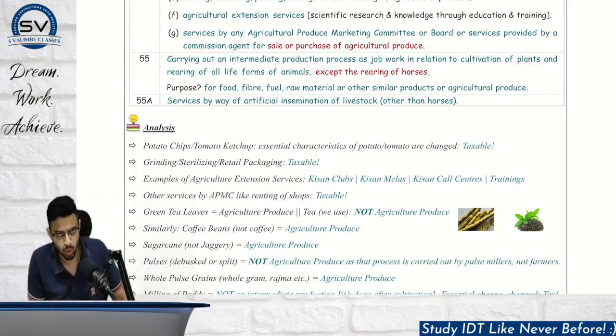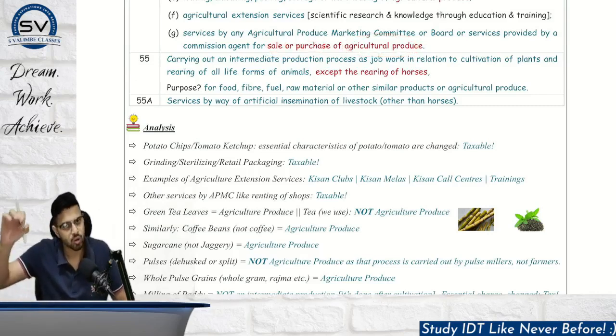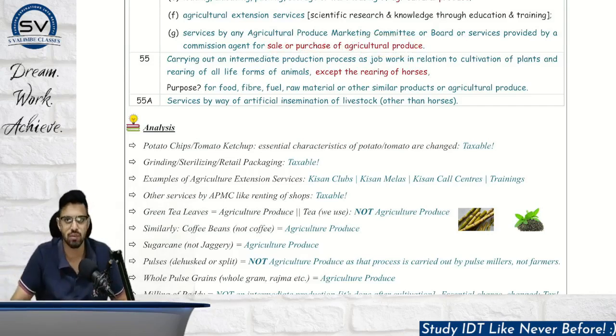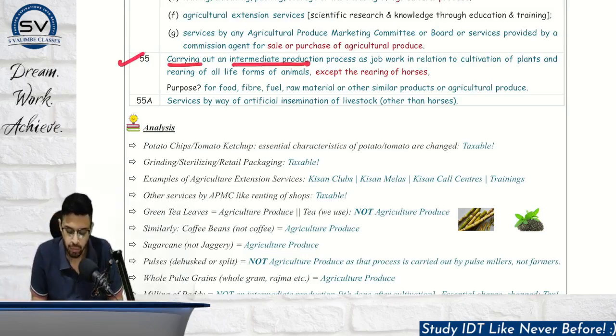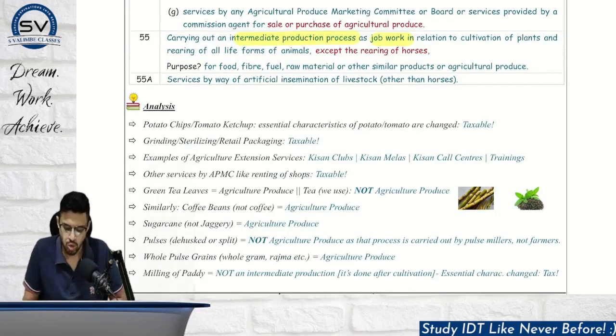Next, services by an agriculture produce marketing committee or board, or services by a commission agent. These boards and committees help in sale and purchase of agriculture produce. Farmer will need some help, some intermediary to sell the produce to the wholesaler. So these people come, and whatever consideration they are charging for all those services, no GST. Next, carrying out an intermediate production process such as some kind of job work with respect to cultivation of plants and rearing of all forms of animals except the rearing of horses. So basically all these production processes are happening at the ground level.